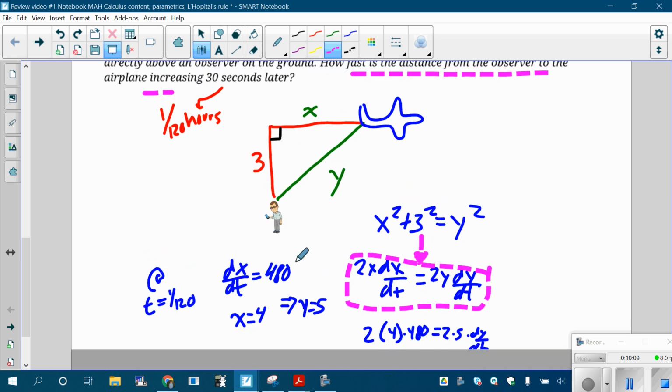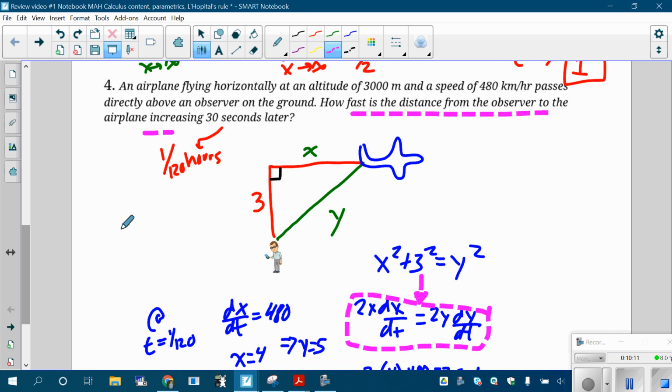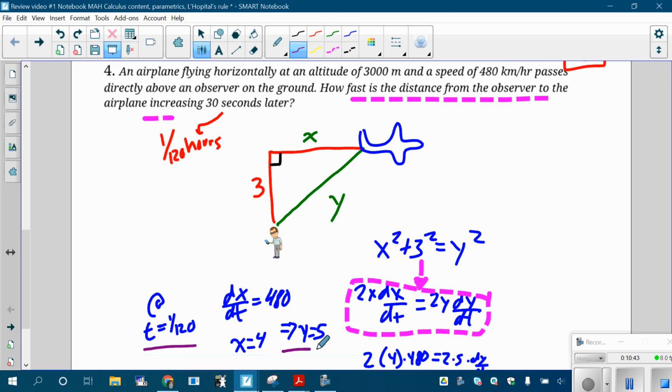Well, what's x? Well, I don't know x. Oh, wait. Once I do the derivative, I'm allowed to take into account that I'm just looking at this picture at a single second. So I am going to just pause this picture 30 seconds after the plane flew over me. At that point in time, I do know what x is. Well, if 1/120th of an hour passed and I'm going 480 kilometers per hour, x is 4. And if x is 4, I could do Pythagorean theorem and say y is 5 at this point in time.